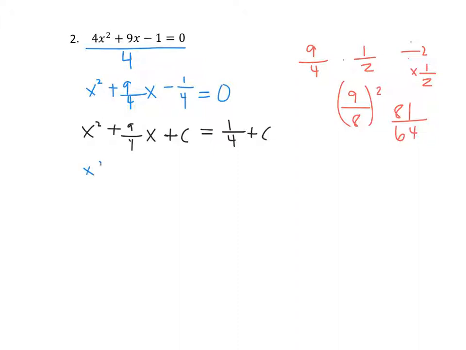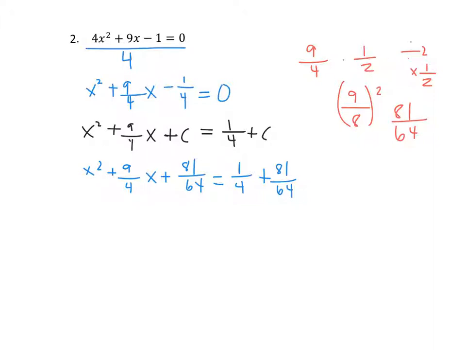So x squared plus 9/4 x plus 81/64 equals 1/4 plus 81/64. Okay, now I'll factor the left-hand side. So what does x squared plus 9/4 x plus 81/64 factor into?